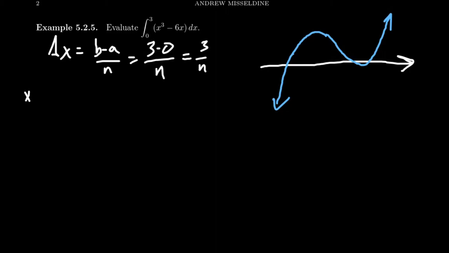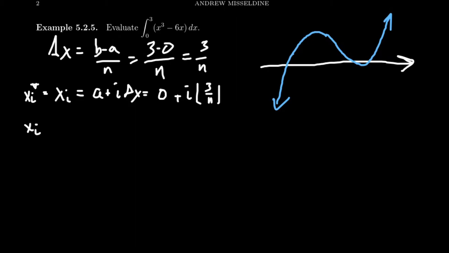The next thing to compute is our xi star. And again, for the sake of simplicity in these calculations, there's going to be a huge advantage to using xi as our xi star, which remember looks like a plus i times delta x. And so plugging in those values, a was 0. That was very generous of this example to provide a equals 0. Then we're going to get i times 3 over n right here. Simplifying that, we get xi equals just 3i over n. And so the significance of this is the integral from 0 to 3 of this function x cubed minus 6x dx.